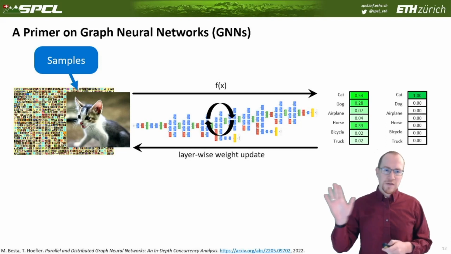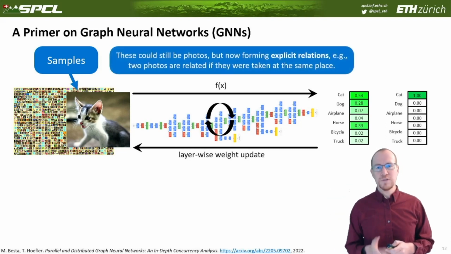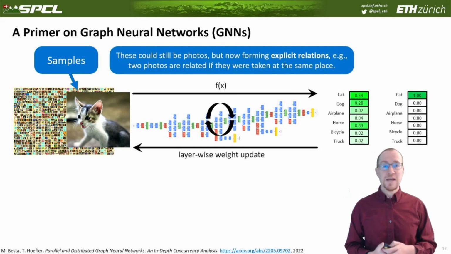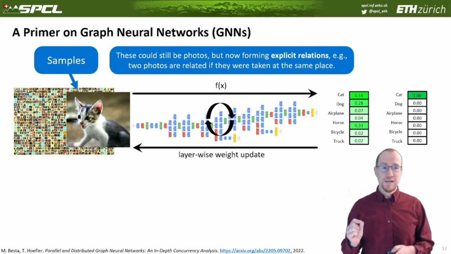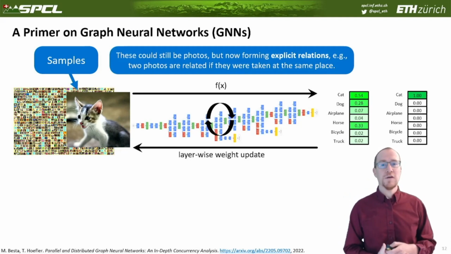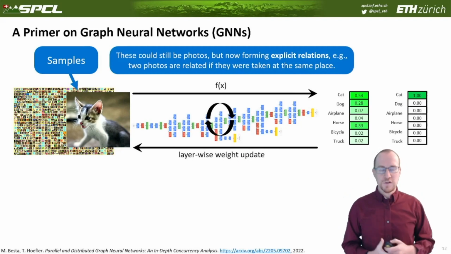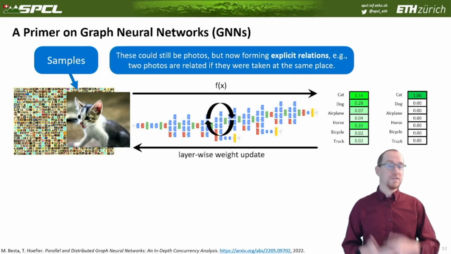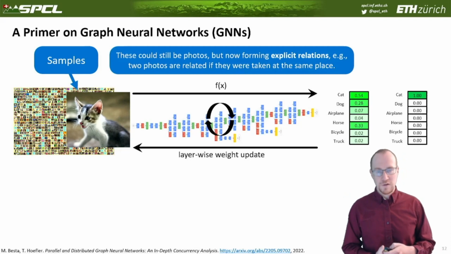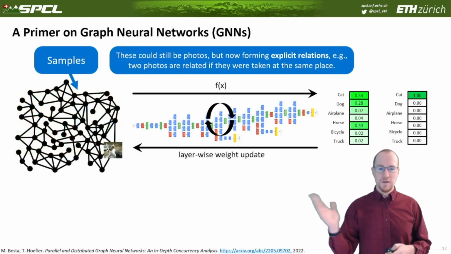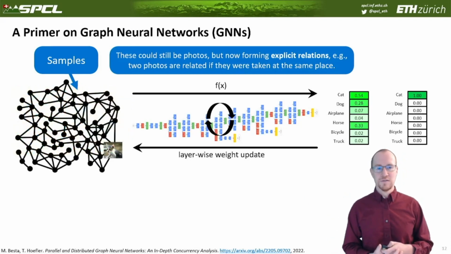Well, again, we have a very similar picture here. We have the input samples, but now these input samples, they could still be photos, but they are related by explicit relations. So now a photo would not just be a part of a set, but it would actually be a vertex in a graph, and it would be connected to all the other vertices based on some specific property. For example, if the photos are taken in the same place or at a similar time, they could be connected by edges. Right? So now each of these little pictures is a vertex.